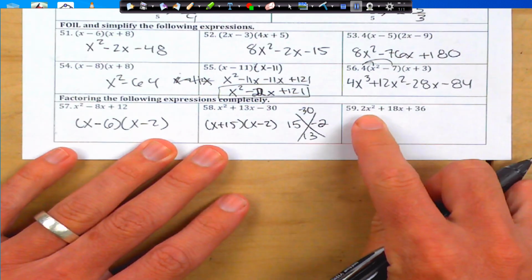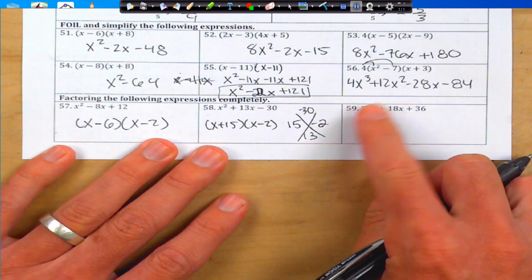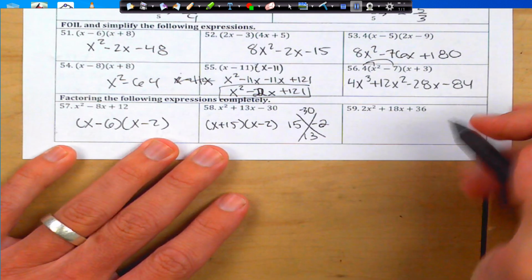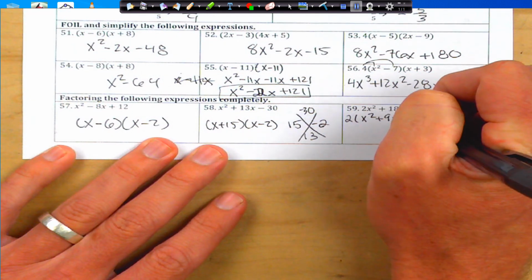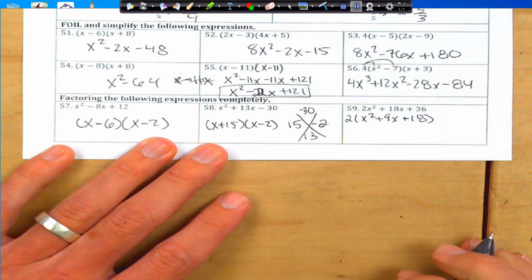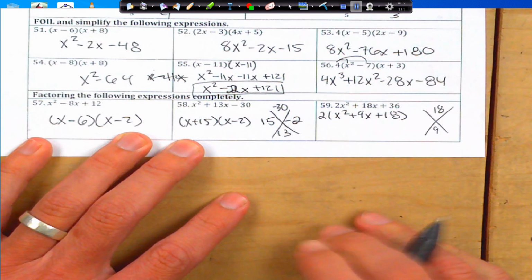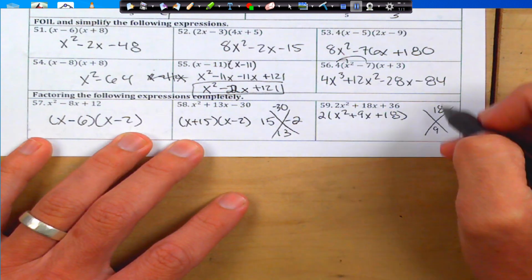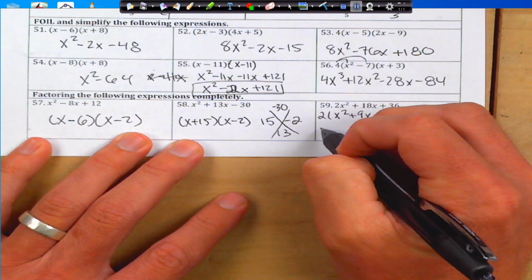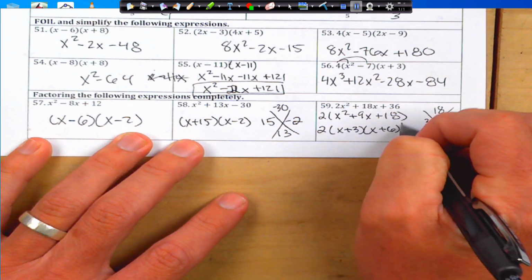This one, we have a coefficient in front, which means we factor differently. But before I do that, I look for a GCF. They all have a 2, so I can actually pull a 2 out first. And now that I've done that, I can go ahead and see if I can just normal factor this. What multiplies to 18 but adds to 9? Let's see here. I think 3 and 6 will do the trick. So we leave that 2 outside and we get x plus 3 and x plus 6.